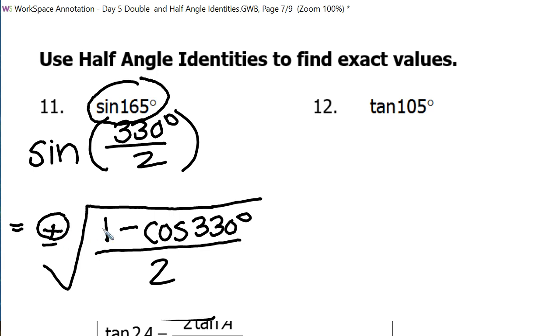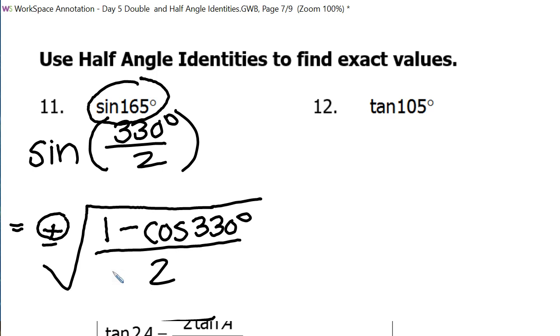So 1 minus, what is the cosine of 330? What's the reference angle? 30 degrees. And what is the cosine of 30 degrees? Square root of 3 over 2. And if we're in quadrant 4, would cosine be positive or negative? Positive. So this would be 1 minus positive square root of 3 over 2. And in the denominator, we'll have a 2.